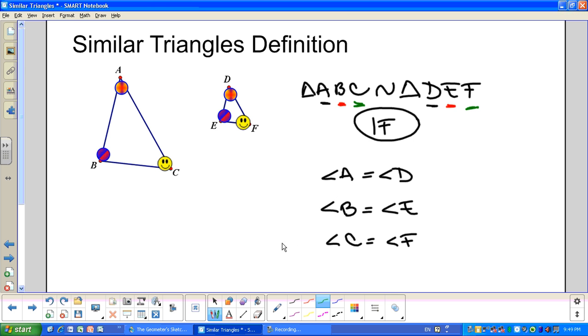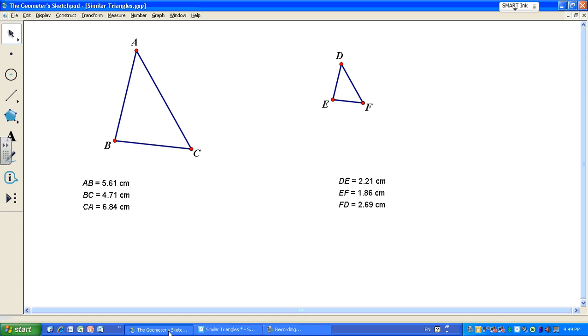Good. Let's look together at a geometry sketchpad diagram and let's see what happens here. I have two triangles, triangle ABC and triangle DEF. And what I did beforehand, I measured the sides. I have side AB, side BC, CA. I measured all the sides and I did the same thing for triangle DEF.